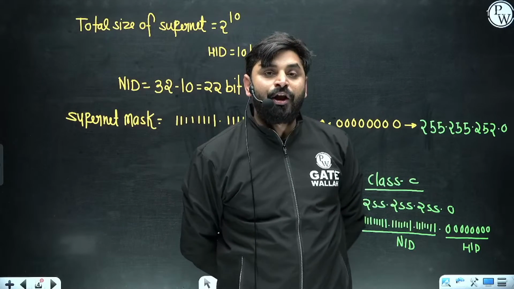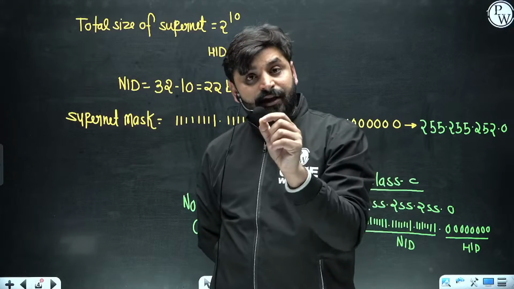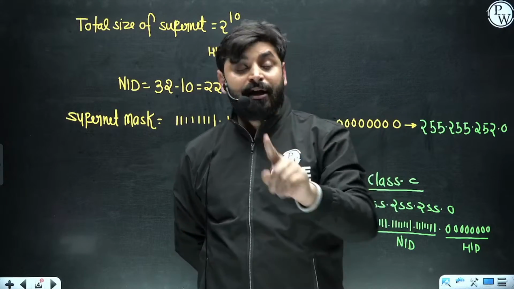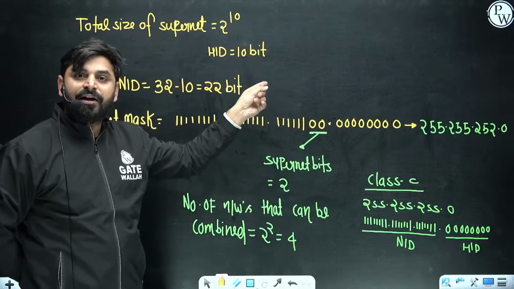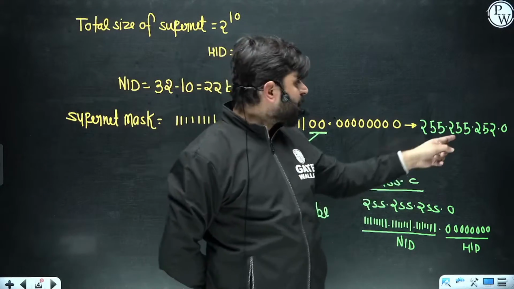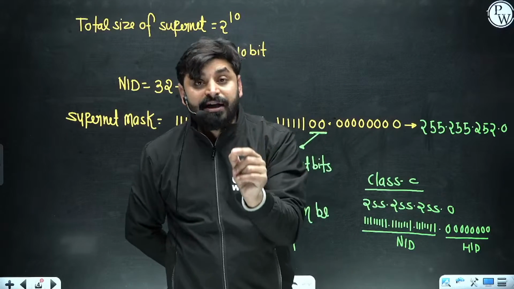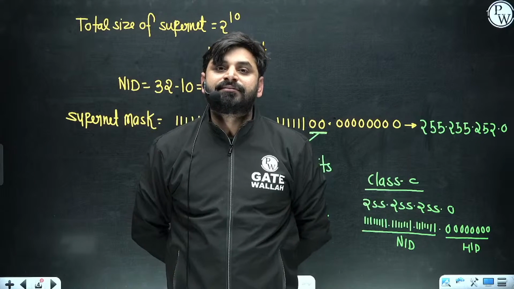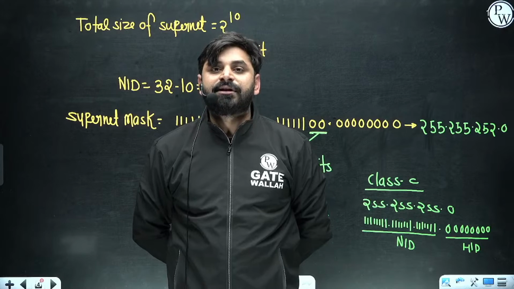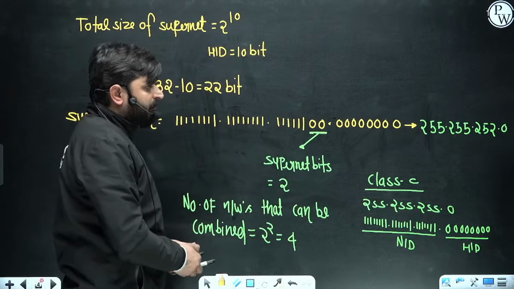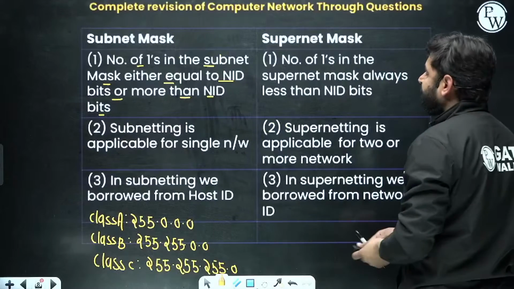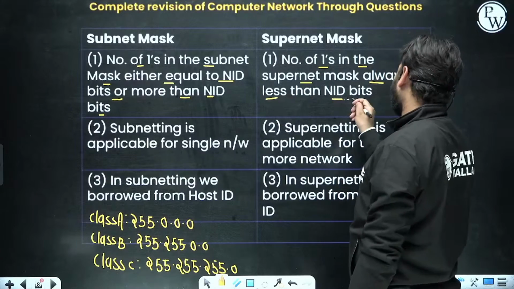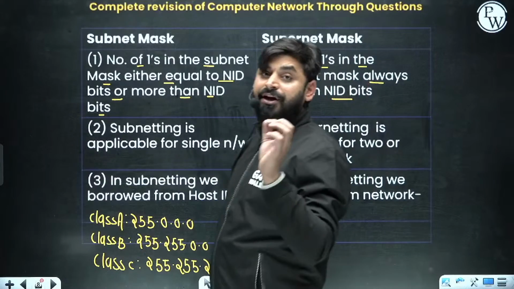Are you getting my point? So in the subnet mask, number of ones is either equal to the network ID or greater than the network ID. But in the supernet mask, this supernet mask is for class C. Class C has network ID 24 bits, but number of ones is 22. So in the supernet mask, the number of ones is always less than the network ID bits. Is it clear? Same things I have written. This table is really very important, my dear friends.